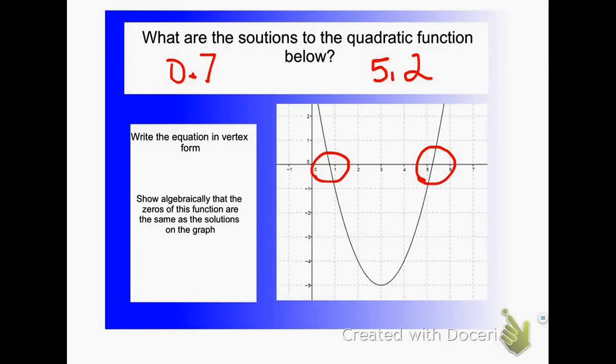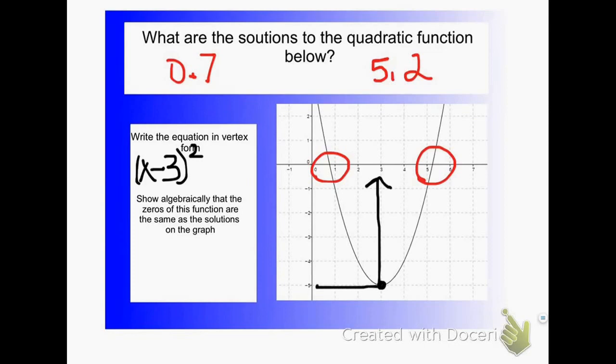So that's why I want to be able to use the vertex form, because I know exactly what my vertex is. My vertex, again, is my minimum point. The x-coordinate of my vertex is 3, so I'm going to write x. The opposite of 3 is negative 3 squared. And my y-coordinate is negative 5, minus 5. Remember, you only change the sign of the x-coordinate. So to show algebraically that the zeros are the same, I'm going to write x minus 3 squared minus 5 and see where it equals 0.